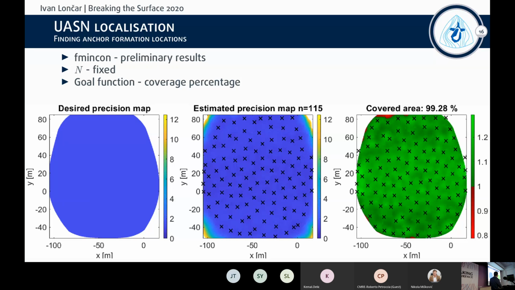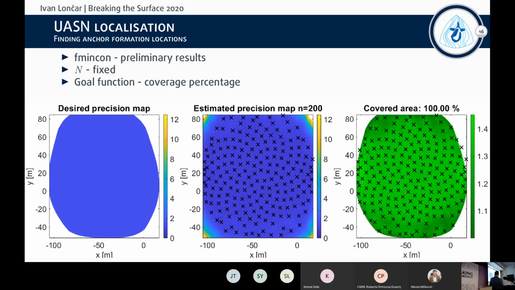And if we further increase to n equals 115, we almost cover the whole area, but there are some areas which are still not covered, and that's because the simple fmincon algorithm fell into a local minimum, and we could probably find a solution which would achieve 100% coverage for this number. And if we increase the ping sets to 200, of course, we will cover the whole area, but at the expense of taking more time and wasting more energy.